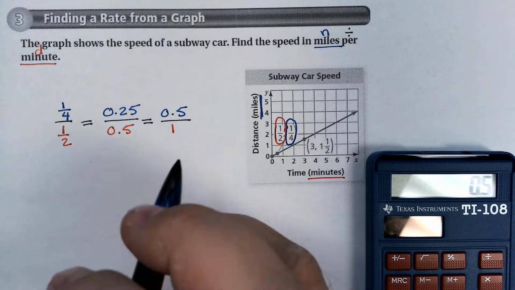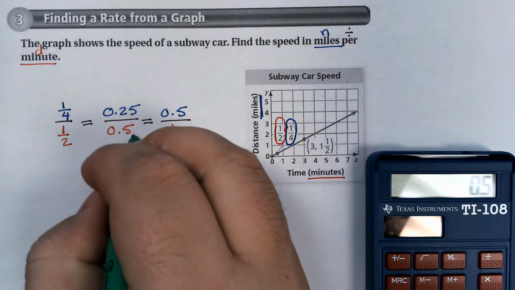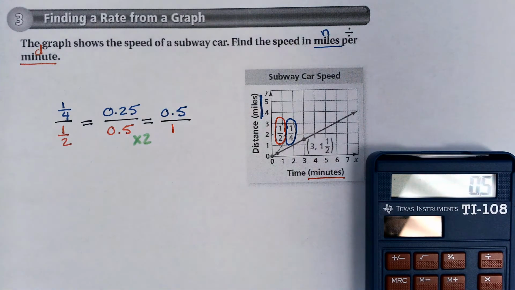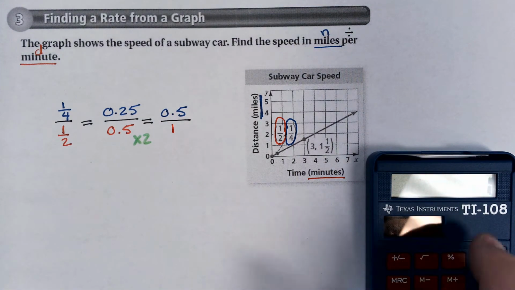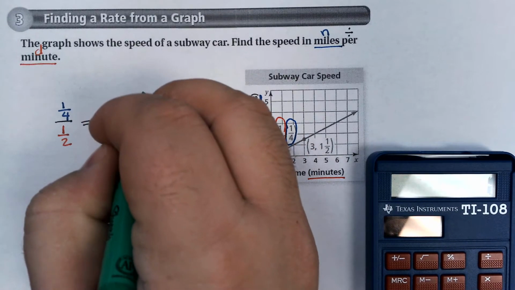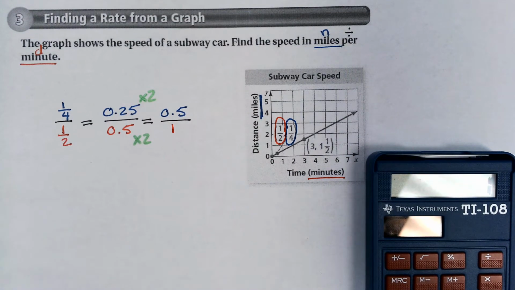How many halves does it take to make a whole? Becomes the question. Well, I need 2 halves, so if I multiply this by 2, I should get 1. So 0.5 times 2 equals 1, just like our calculator shows. But what I do to the denominator, I also have to do to the numerator. So 0.25 times 2. So if I have 2/4 times 2, I should get 50 cents. There we go. That's another way we could have solved the same thing.